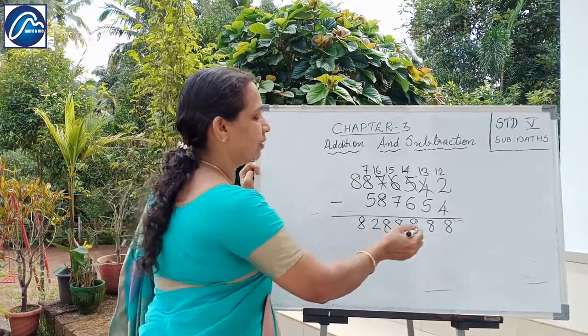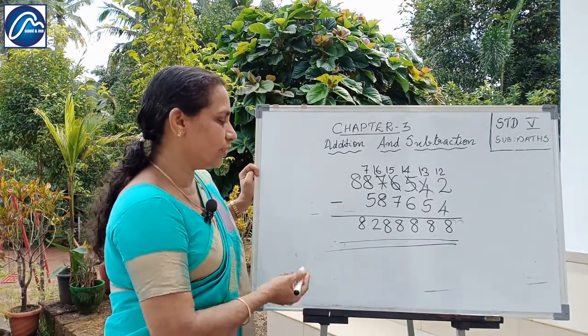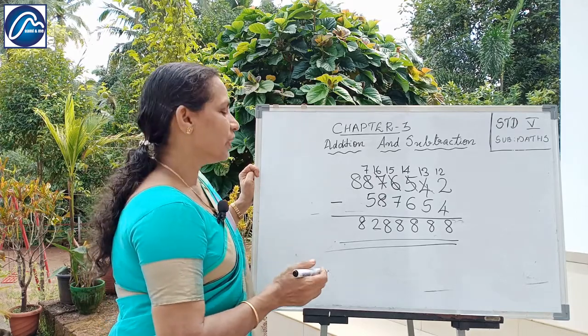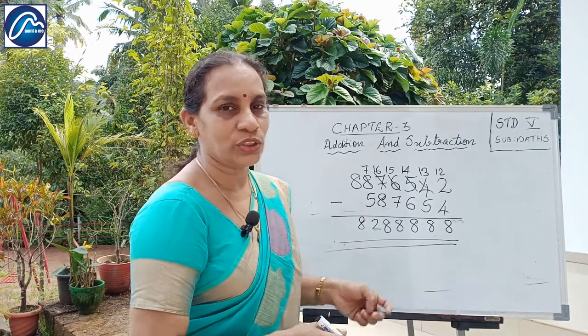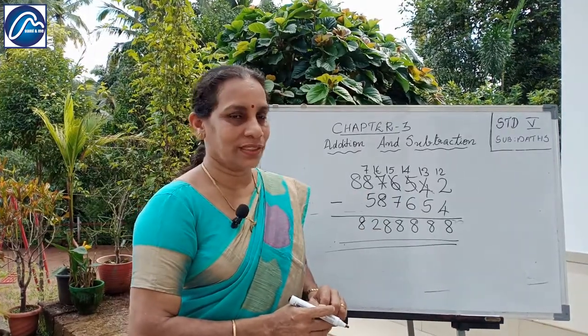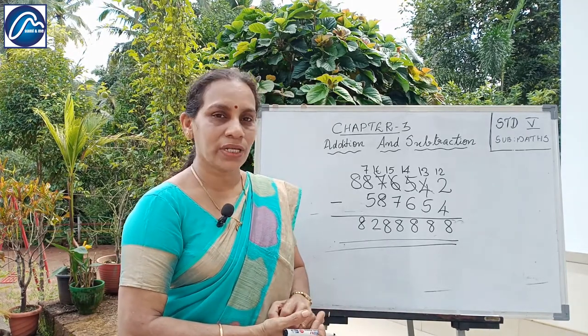Okay. What a nice number. 8, 2. Only 2 is there. All the other digits are 8. Okay. It happened surprisingly. I don't know, I didn't choose it like that. But the answer is like this anyway. Okay. Now we have to check whether our answer is correct.